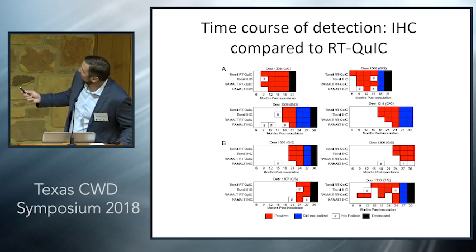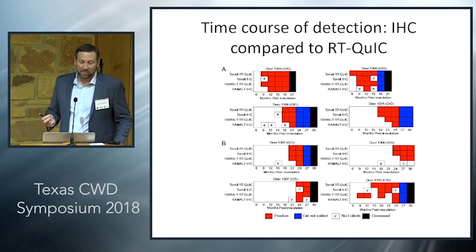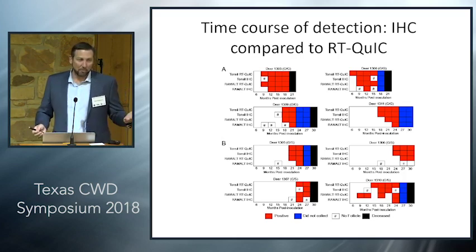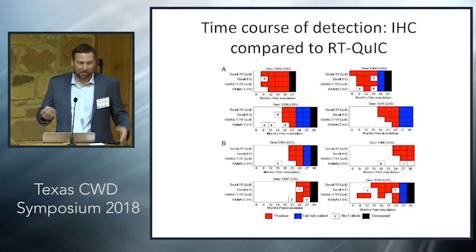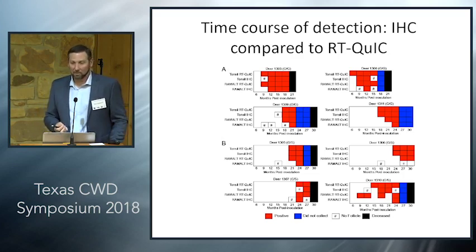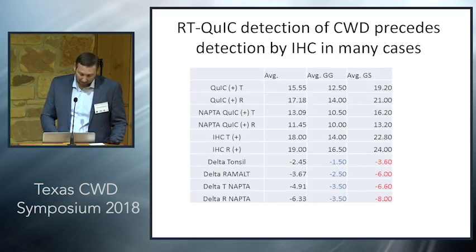The other thing we saw is that in samples where we expected an IHC positive, but the sample had no follicles, RT-QuIC still detected that sample as positive, which is important because this could be 5 to 10% of a sampling depending on the quality of the biopsies. And if you're missing that many samples just by not having a diagnostic biopsy, it would be helpful to have another test which you could use to determine if that sample had CWD.